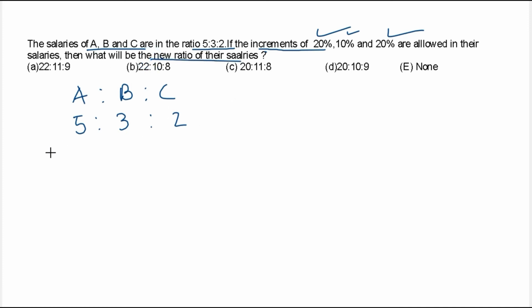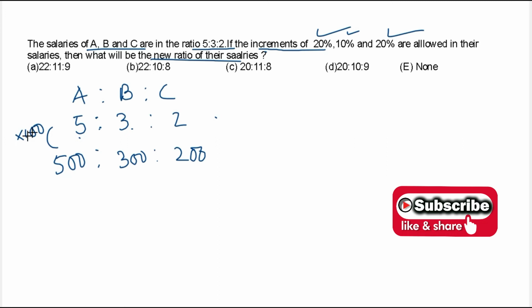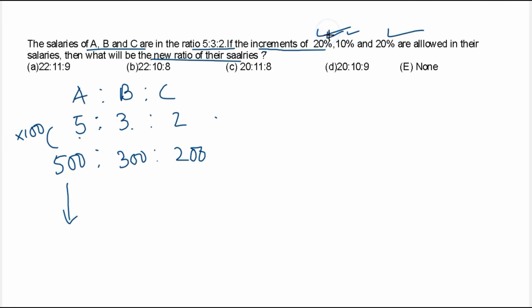And we have to find the new ratio of the salaries. Okay, first of all, what is the initial ratio? 5, 3 and 2. So if I multiply here by any number, will the ratio change? No. So I'm going to multiply here by 100. So it becomes 500, 300 and 200. Ratio is same. Why I'm multiplying by 100 is because the increments are given in terms of percentage, and it will be more convenient if it is in terms of hundreds.